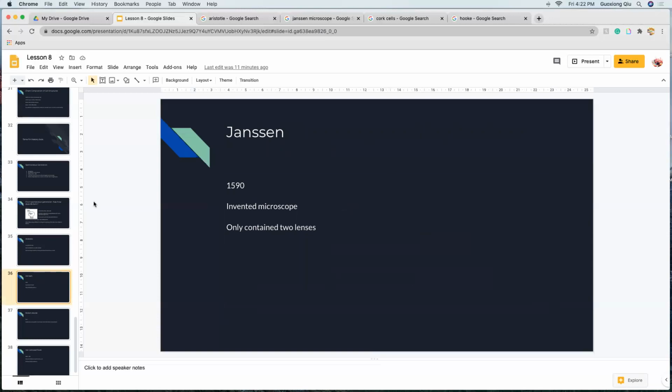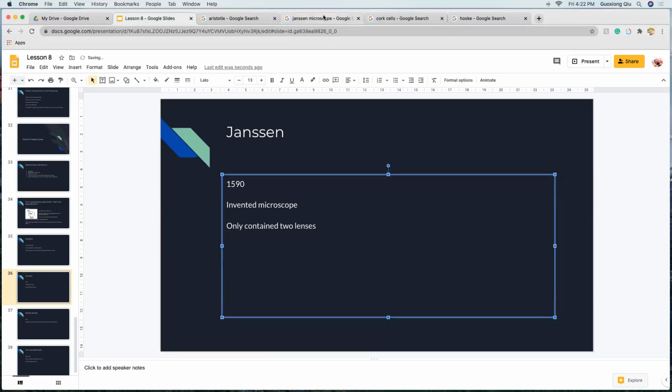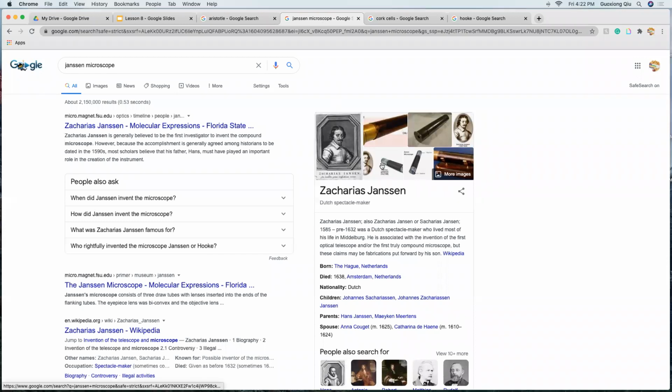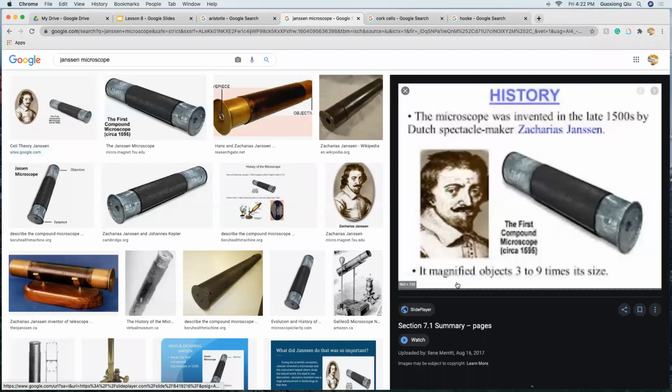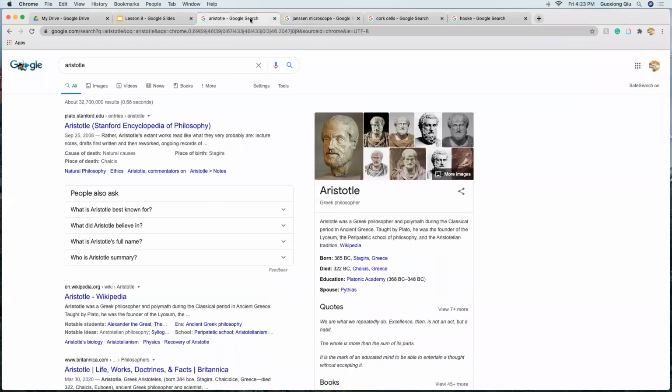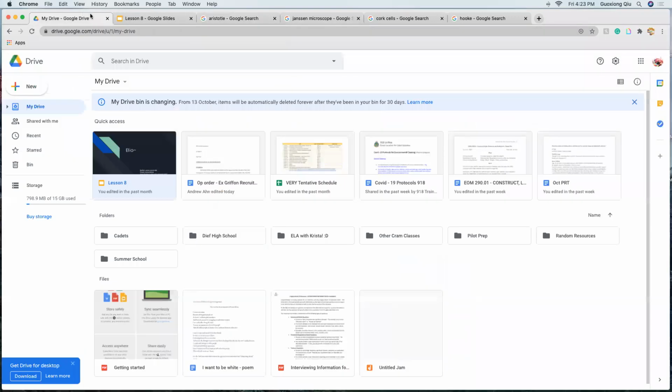Next, scientist Janssen. Around 1590, he invented the microscope, the first microscope, which only contained 2 lenses. So let's look here. This is the man Janssen. And then that is his, let's see if I can see it bigger, Zacharias Janssen, and this is his first microscope. It looks like a tiny telescope. Oh yeah, here's a picture of Aristotle, guys. Amazing. Moving on. I'm gonna get copyrighted for this.